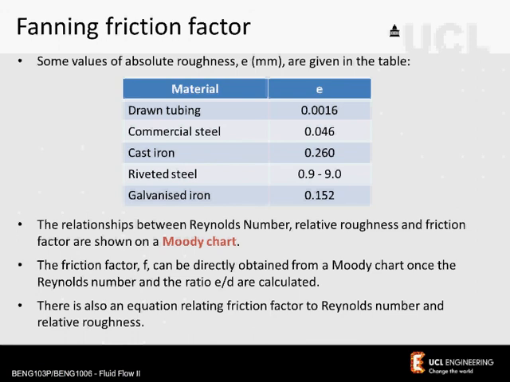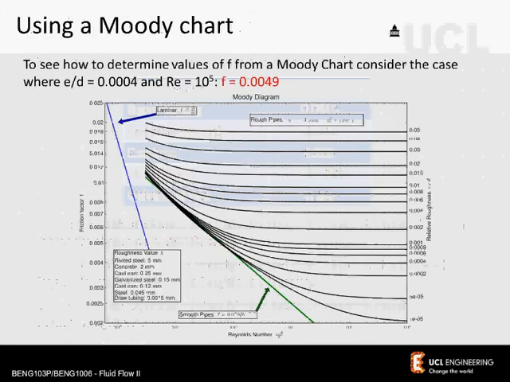The Moody chart, as I said, relates the Reynolds number and relative roughness to the friction factor inside a pipe. So it's a log-log plot, effectively, of Reynolds number and friction factor, with several different lines representing different values of relative roughness, all on the same plot.